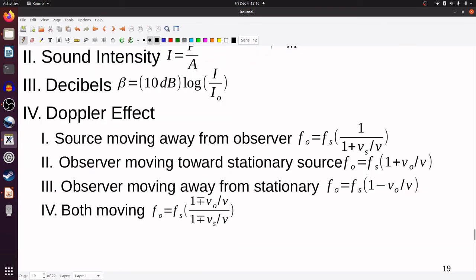The Doppler effect is another important one. One thing to note about the Doppler effect: I have these three different equations here, source moving away from observer, observer moving towards source, observer moving away from a stationary source, and so forth. When you do this, make sure it makes sense. If I have an ambulance moving away from me, I know that the moment it passes me, from that point on, it's going to go lower.